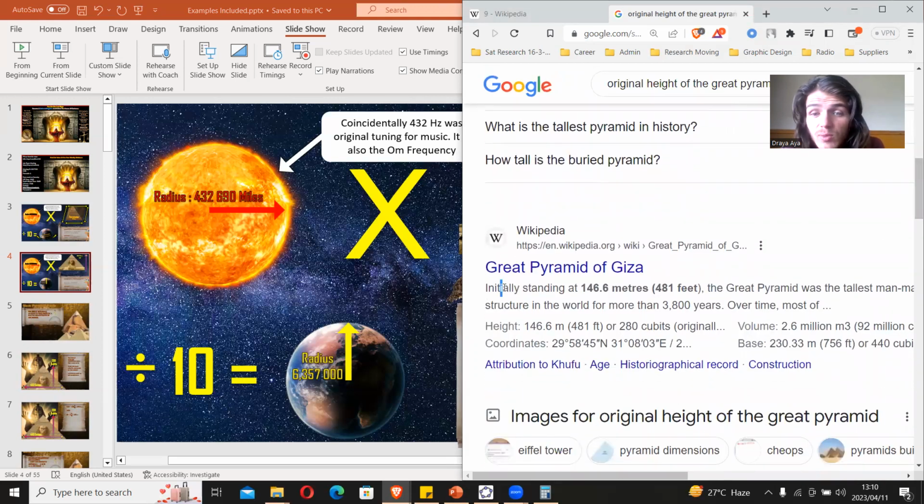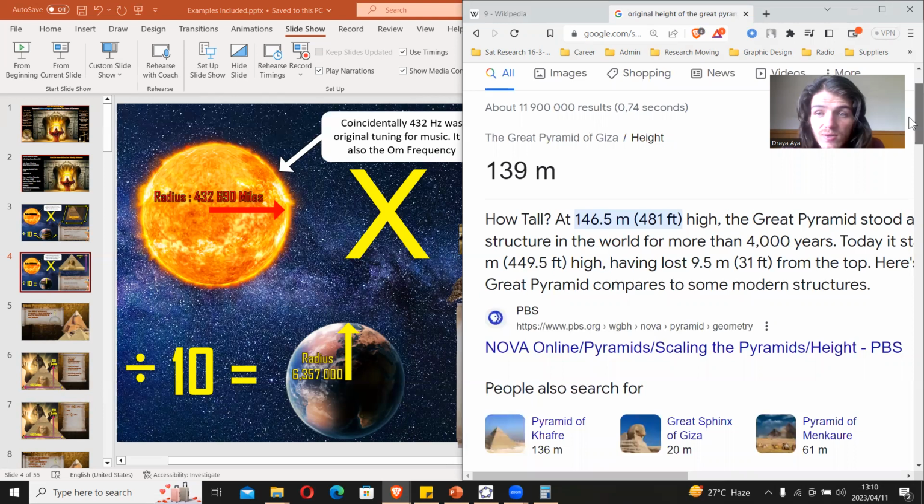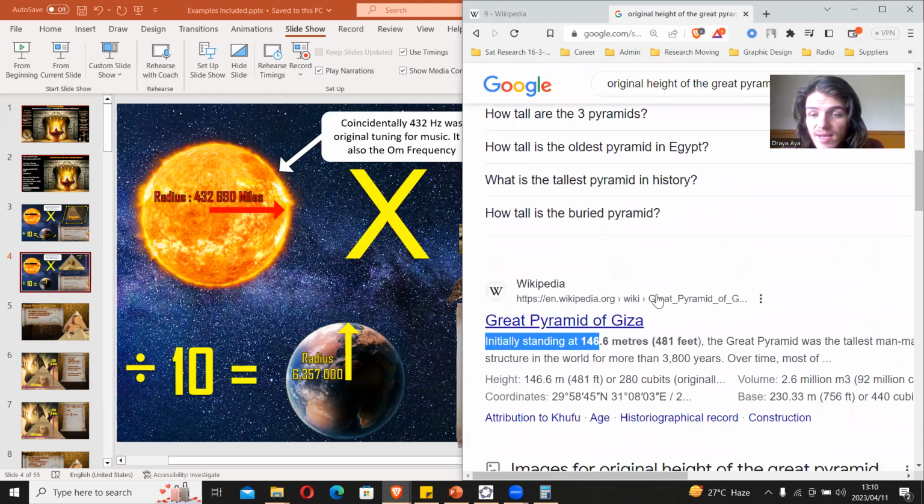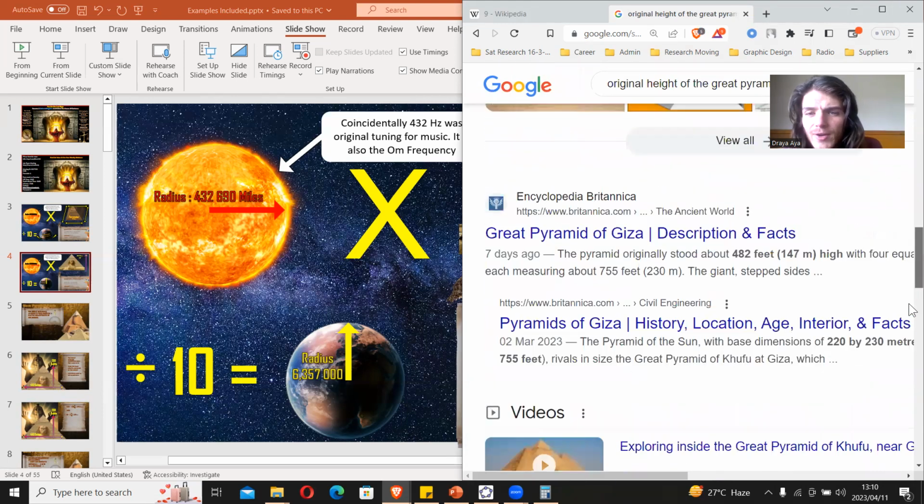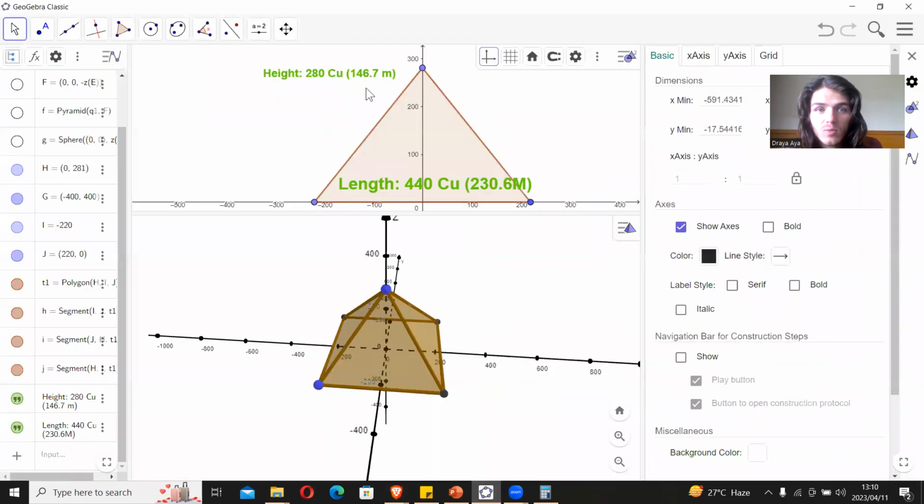This other one, Wikipedia, will give you a different number, but still the same, initially standing at 146.6. So it's 0.1 larger than what Nova is saying, because Nova is saying 0.5, this is saying 0.6. So as you can see, we don't know 100%, but we know it was 146 point something, and it was most likely around 0.5, 0.6, 0.7. In my calculations, I will stick with the 146.7.